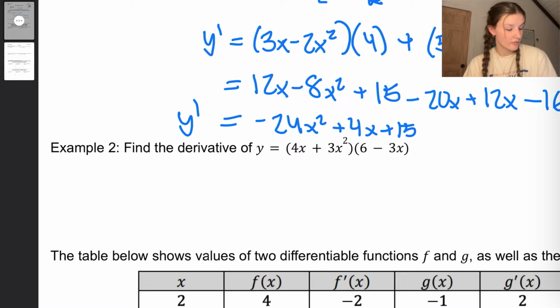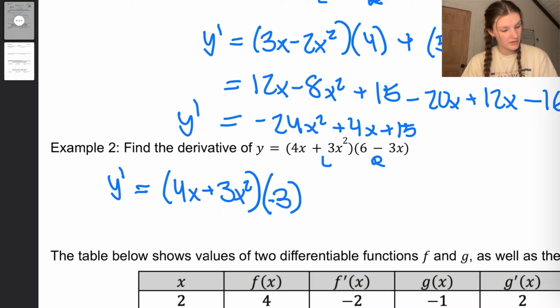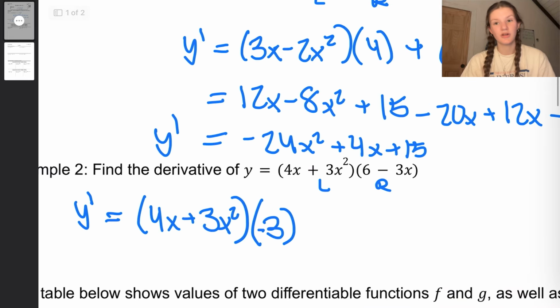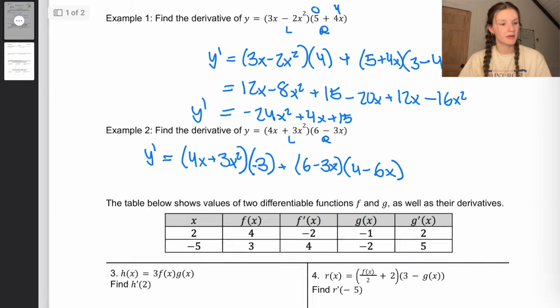Find the derivative of y again. So the derivative of y, this is left, this is right. 4x plus 3x squared. We keep the left the same. Find the derivative of the right, which is just negative 3. Yeah, it's just negative 3, because remember the coefficient in front of x is negative. So, plus keep right the same this time, and get the derivative of the left, which is 4 minus 6x. Okay, I'm not going to simplify that one.